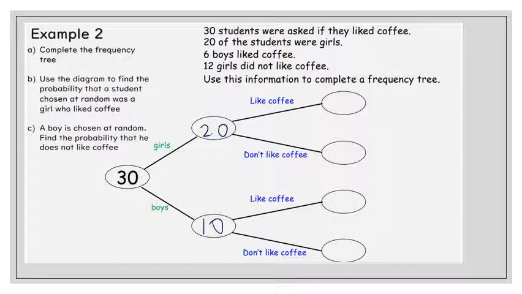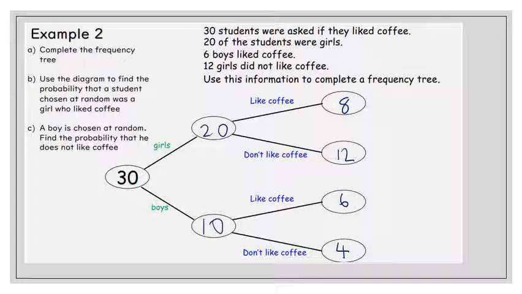Next, 6 boys like coffee. We had 10 boys altogether, so we know 4 boys don't like coffee. Then up the top here, we've got 12 girls do not like coffee. We had 20 girls altogether. There must be 8 that do like coffee. We can now use this to do probabilities.